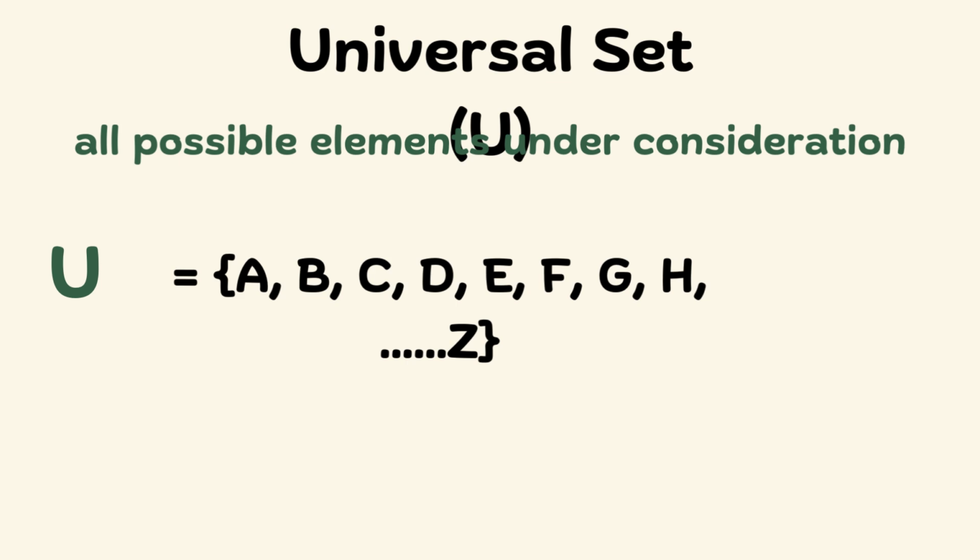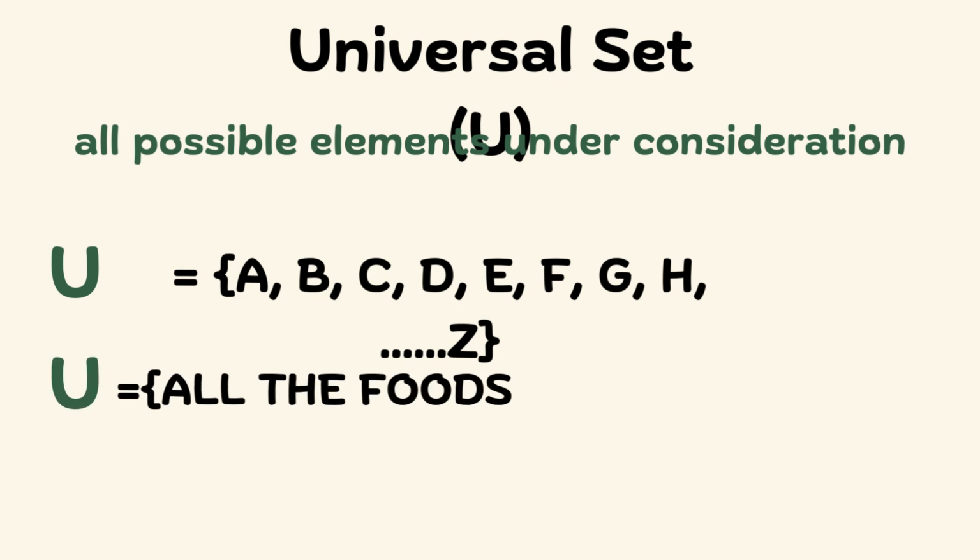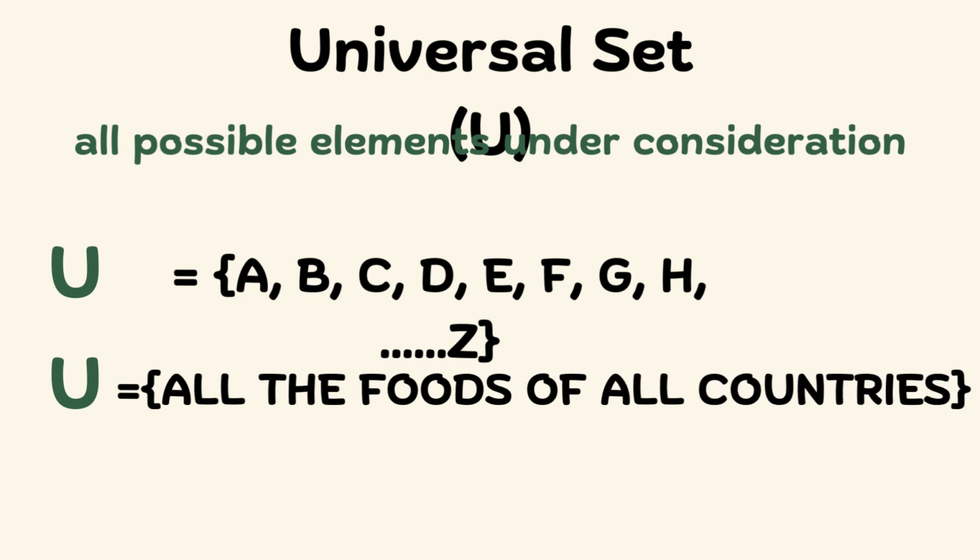If we're talking about food, the universal set would be all the food that we can find in all countries of the world. So food we can find in the USA, food we can find in Nigeria, food we can find in Russia, food we can find in China, and so on, all the countries around the world.